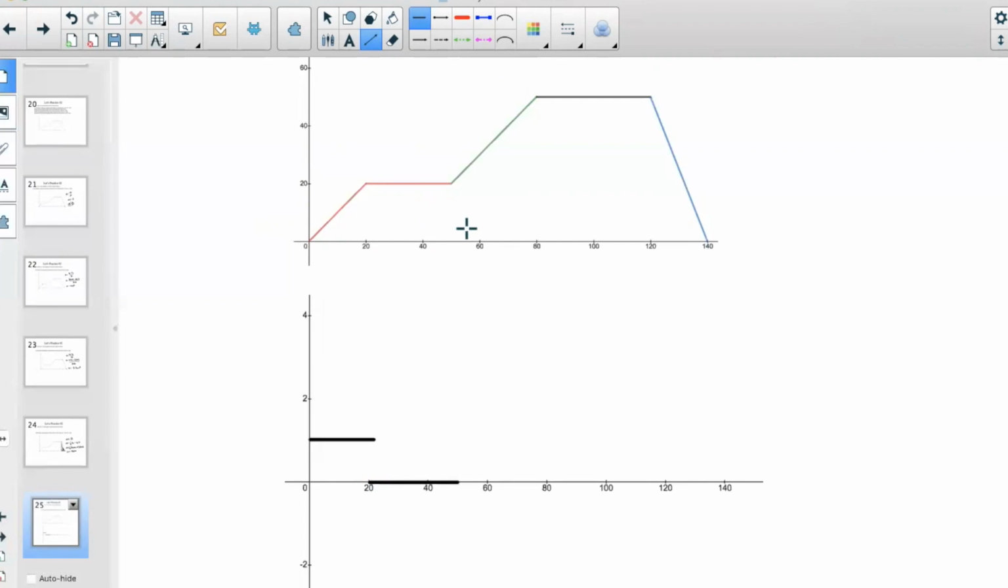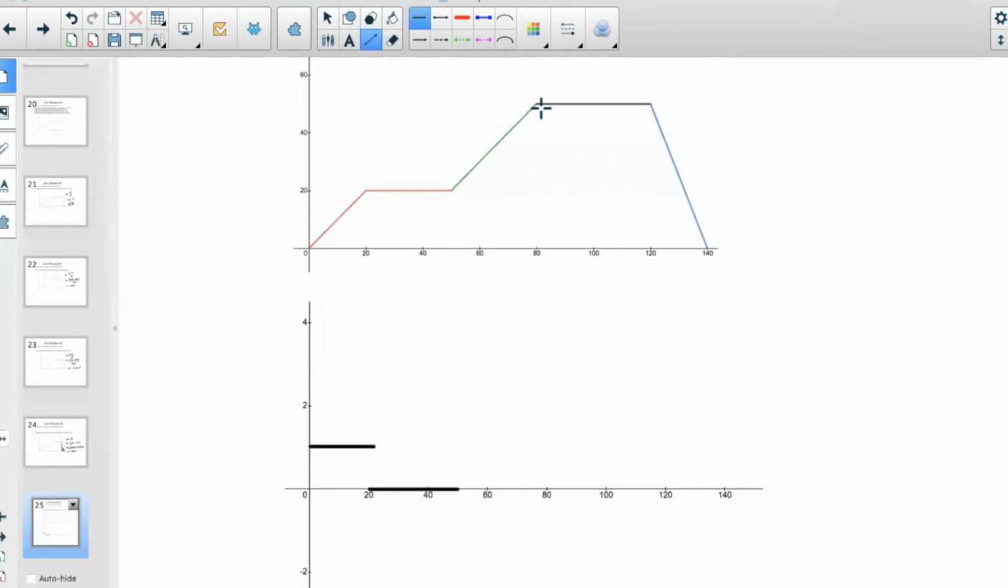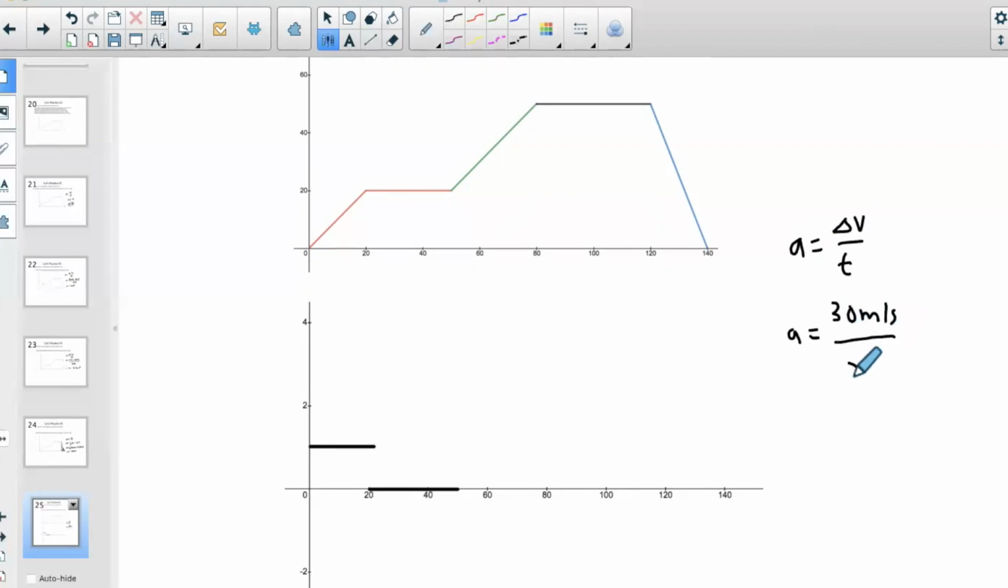Now, we can also see from time t equals 50 seconds to t equals 80 seconds, the velocity changes from 20 meters per second to 50 meters per second. So we can just write out our formula for acceleration. A equals delta v over t. And since we know that the change in velocity is 30 meters per second, 50 minus 20, over a time of 30 seconds, 80 minus 50, the acceleration there is also just going to be 1 meter per second squared, just over a longer time interval than it is from t equals 0 to t equals 20 seconds. So we can just go ahead and graph that.